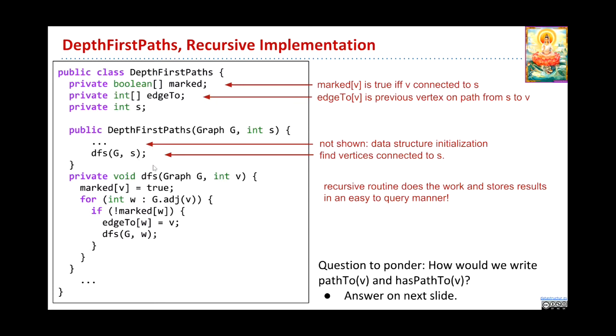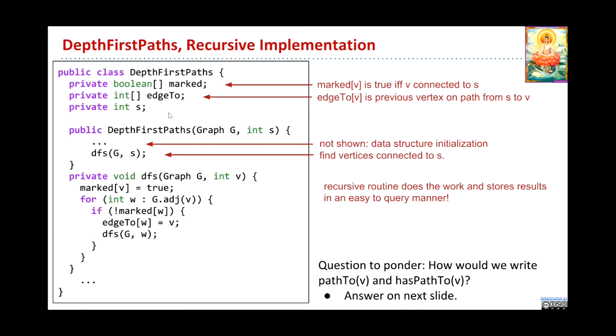And then what depth first search does in this case is it marks each vertex. Then for every unmarked neighbor, it sets the edge 2 and it calls DFS. There's no distance to in this case. That's the basic approach. So question, once this paths object, or in this case depth first paths object, has pre-processed a graph, how would you write hasPath to? What do you do? Which of these instance variables is useful? What do you think? So I want to know, is there a path to 6? What do you do?